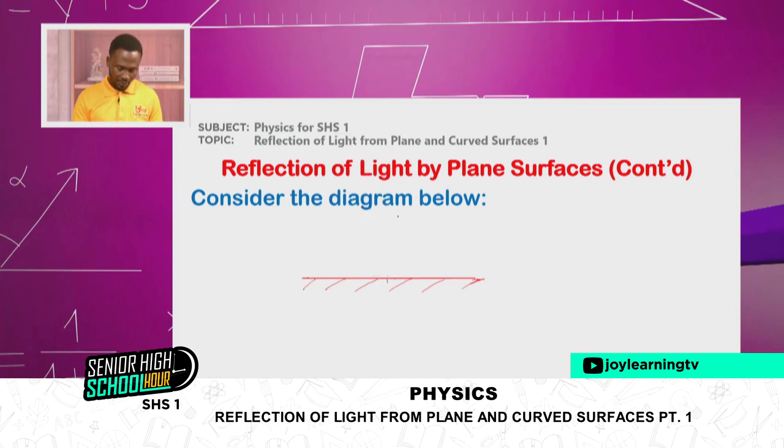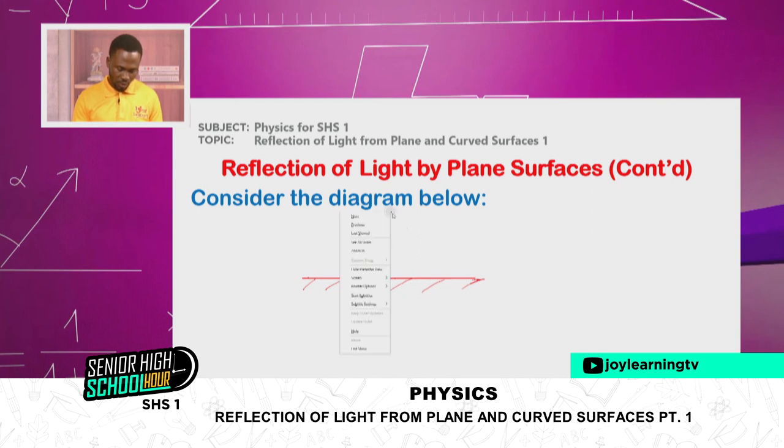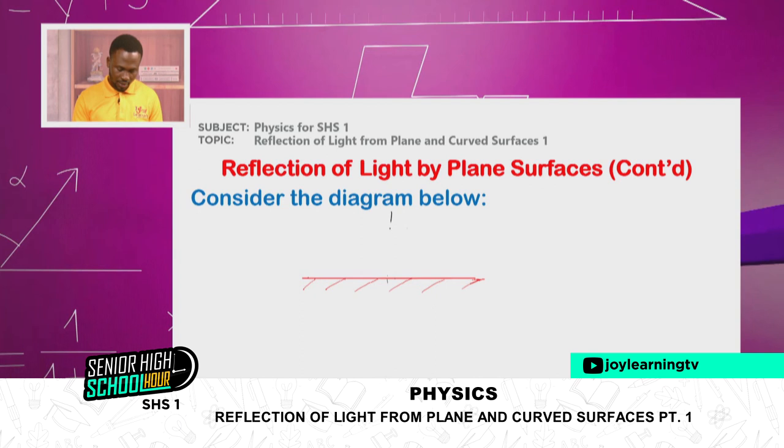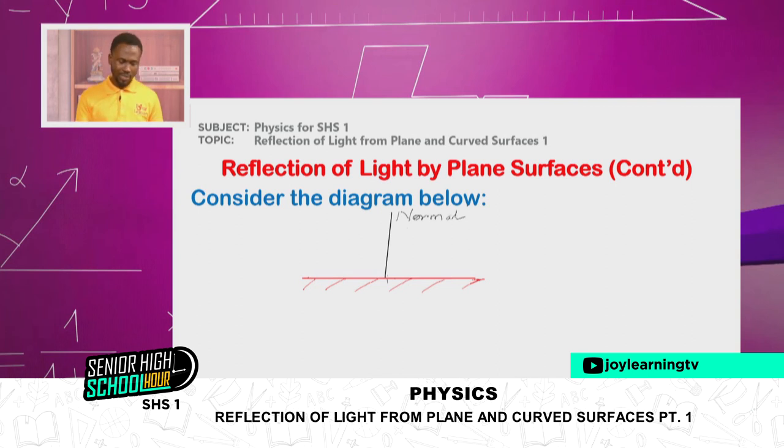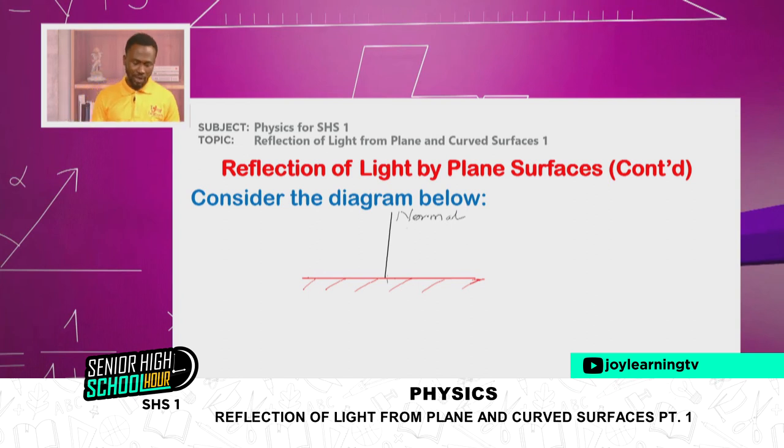A line that divides the surface of the mirror into 2 equal halves. This line we call the normal. It's normal to the surface. It divides the surface into 2 equal halves.